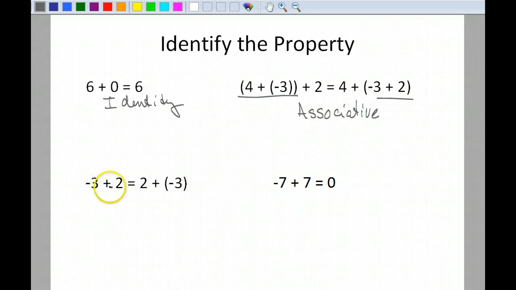This one says negative 3 plus 2 is equal to 2 plus negative 3. All I did was I changed the order. What's that one? The commutative property.